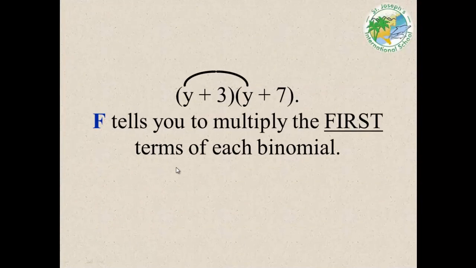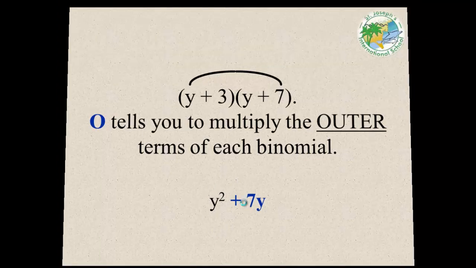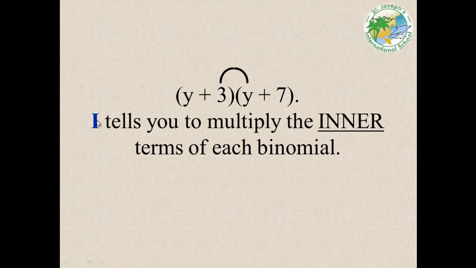Now F tells you to multiply the first terms of each binomial. First terms first, y times y equals y power 2. Another step of the same example: O, outer terms, y times 7. This is outer terms, equal 7y. Then y power 2 plus 7y. Complete. I, inner terms, 3 times y. Complete: y power 2 plus 7y plus 3y.